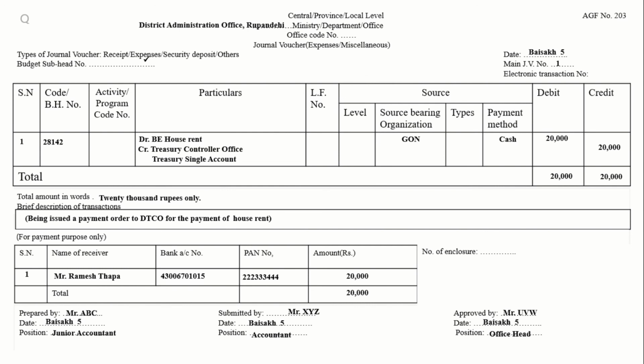As per the new amendment made by the Government of Nepal, the budget release amount should be equal to the amount of budget expenditure, and the budget release should be made immediately for every budget expenditure. So today we have only prepared a journal voucher for budget expenditure. In the next class we will discuss the budget release journal voucher.